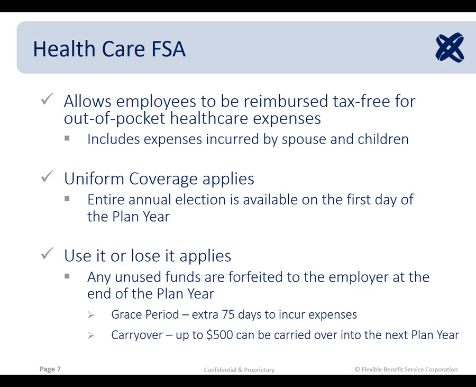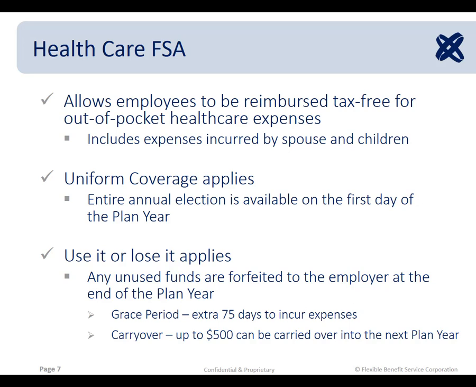There are a couple of optional provisions that employers can add in order to mitigate the employee risk. One is called the grace period, which gives the employee more time to spend down his election. However, once the grace period ends, usually 75 days into the new plan year, any money that is still left would be forfeited. Another provision, called carryover, was introduced just a few years ago.